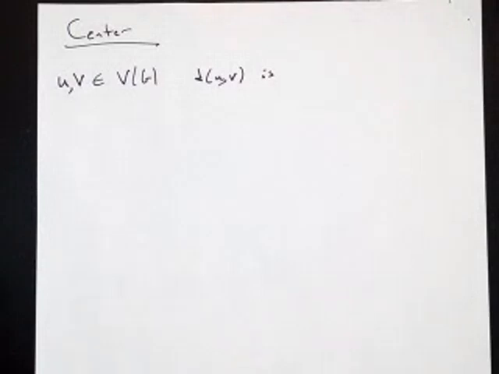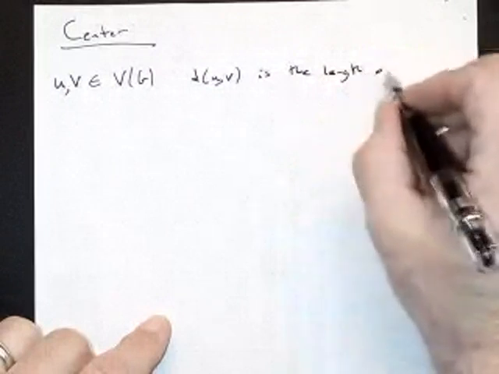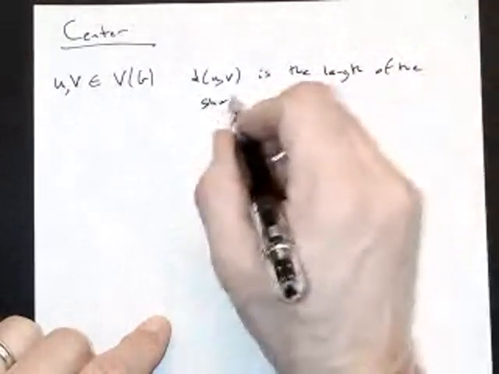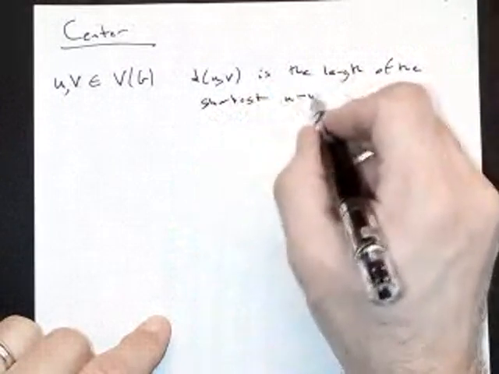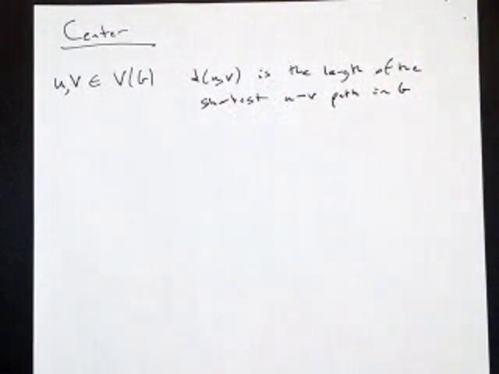Given two vertices in a graph, the distance, d(u,v), is the length of the shortest path from u to v. What do we call such a shortest path? A geodesic.